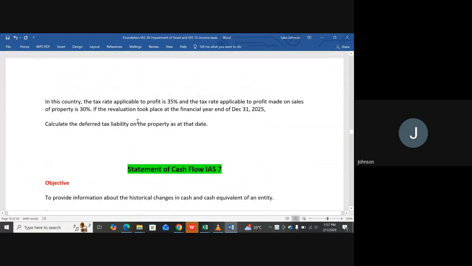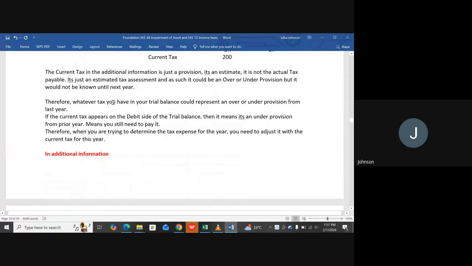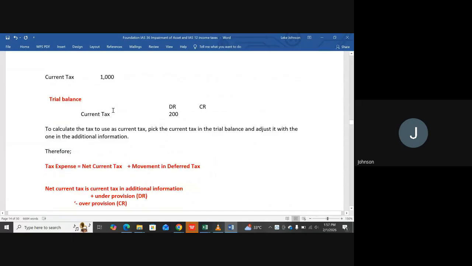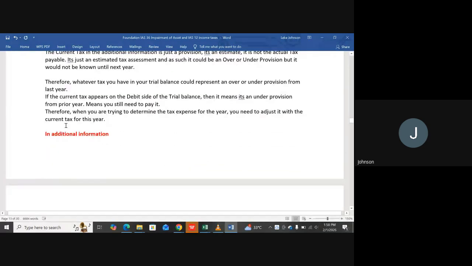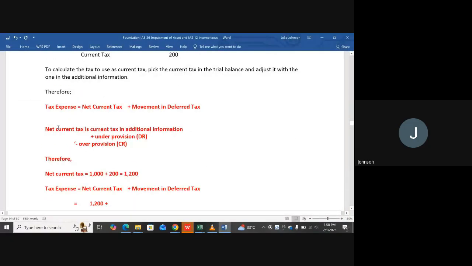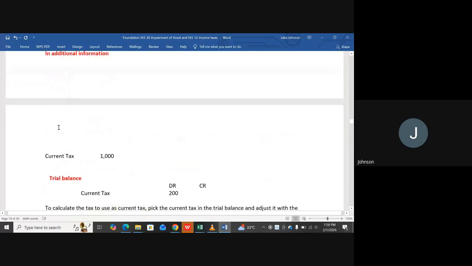Okay, so use that together. Then we now go further to add information about current tax. So let's go to current tax and get some information from there. Current tax. Okay. So remember, in additional information, you're going to have something, then in your balance, you're going to have something. So calculate the tax to use for current tax. So this is what we have. Now say in the additional information for so and so, the current tax for last year was this, and then the current tax.